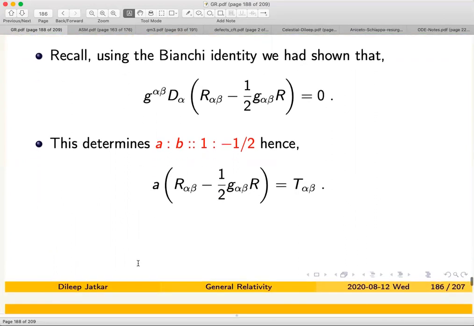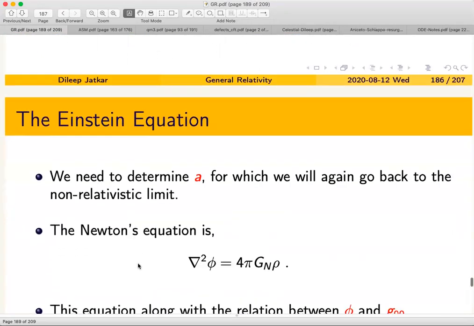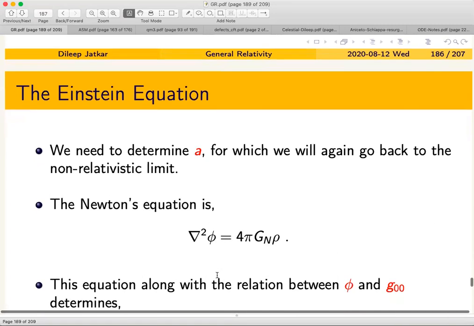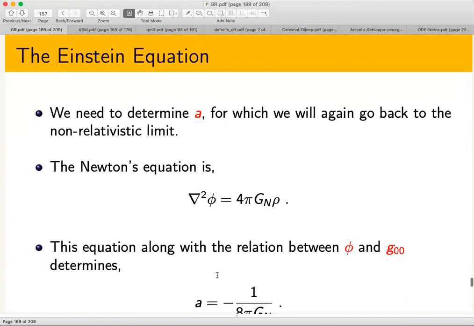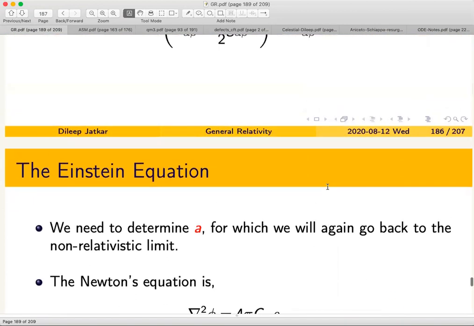So to determine A, we again go back to the non-relativistic limit, and in the non-relativistic limit we find that our equation was Laplacian acting on the gravitational potential is equal to 4 pi times Newton's constant times the mass density. On the other hand, phi in the relativistic formulation was sitting inside G00, and that relation was minus 1 times minus 2 pi.